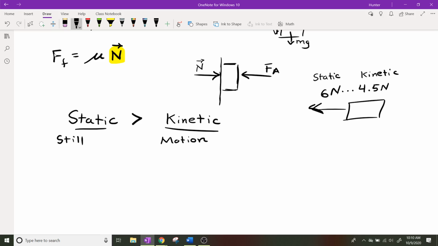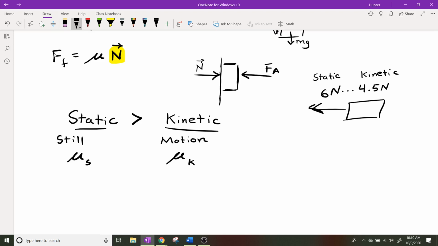Okay, they both have the same symbol, which is mu, but for static friction, we normally write this little subscript, mu sub s, and for the kinetic friction, we normally write this little subscript, mu sub k. So if you ever see mu sub s or mu sub k, that's what those refer to, static friction and kinetic friction.